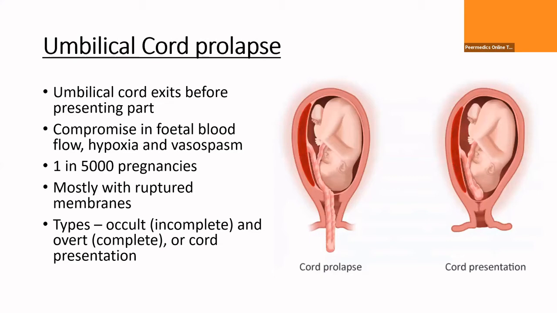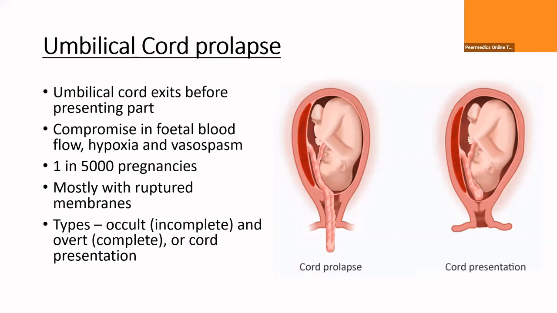Umbilical cord prolapse. So this is where you get the umbilical cord, which should usually be sitting kind of nicely around the fetus, and it flows around a little bit, but it shouldn't be getting in the way. And it's where this exits before the presenting part. So by presenting part, we just mean the head, or in breech position, the feet or bottom of the baby, whatever's coming out first.